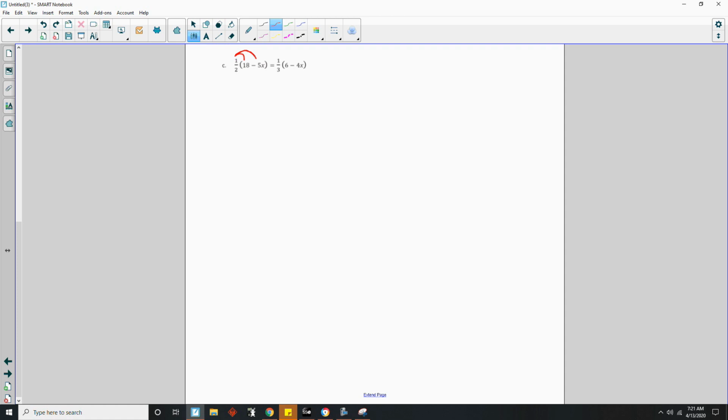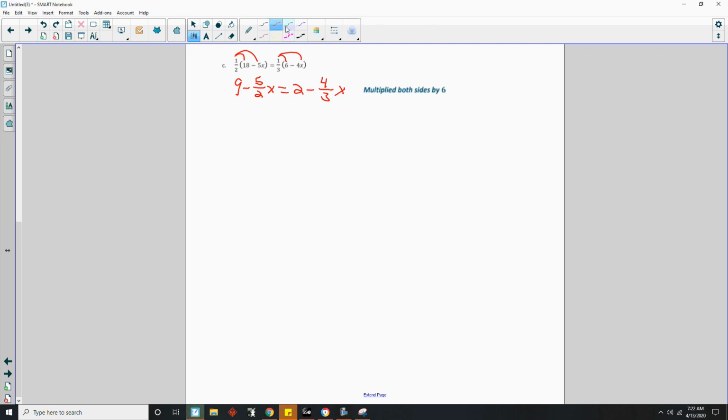So the first thing I want to do is distribute here and distribute here. 1/2 of 18 is 9 minus 5 halves x equals 1/3 of 6 is 2 minus 4 divided by 3x. So there's the first step.